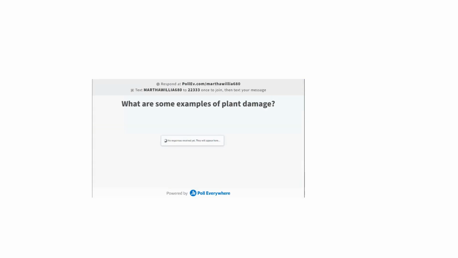And then in the time that I have remaining, I want to talk about plant damage, because you can do everything right. You can do everything that you were suggested to do, and you can still have damage. So I mentioned a few examples, but what are some examples of plant damage that you can think of? Insects, for sure. Wilted leaves. Interesting.